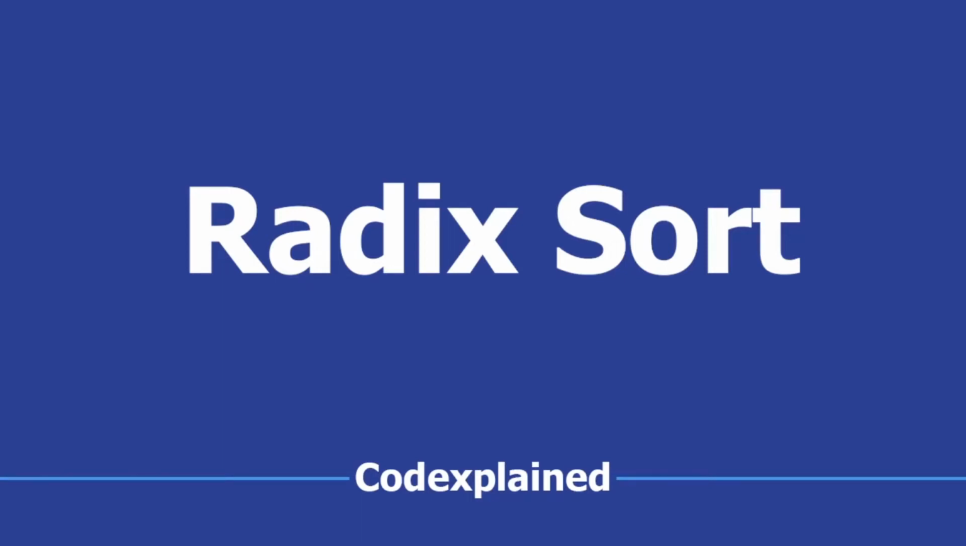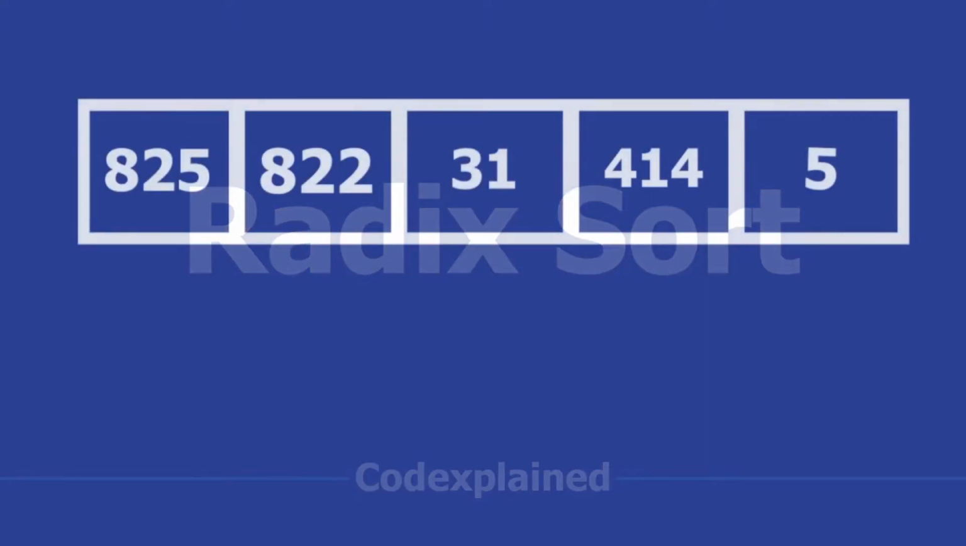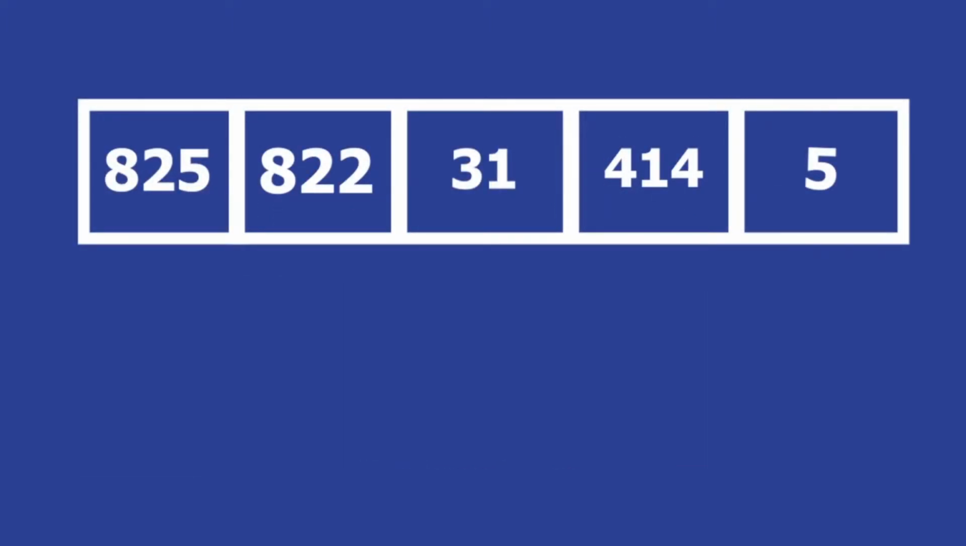Alright guys, today on Code Explained, we're going to tackle Radix sort. We've got an array here. And if I were to tell you, eager viewer, you've got to sort this array, but you can only use the digits themselves. How would you go about it?